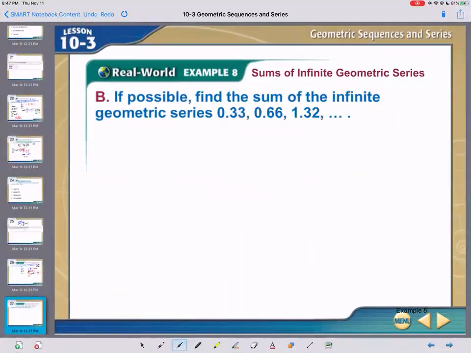All right, part B. If possible, find the sum of this infinite geometric series. Now this one here, this is A1 equals 0.33. For the sake of the calculator, your AT would be 0.33 and your t would be 1.